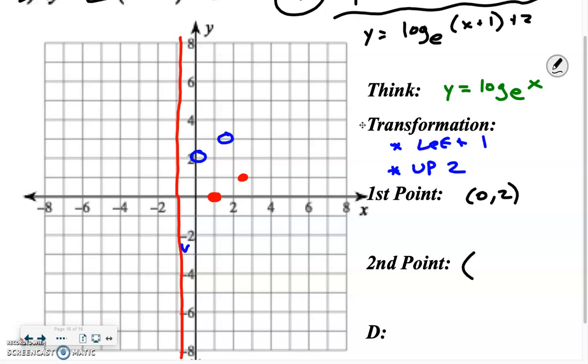Remember that we were at e, 1. I went left 1, so would we agree that's e minus 1, comma, 1 up 2 was going to be located at 3? Everybody see how we got there? Okay, sorry, give me one more second.